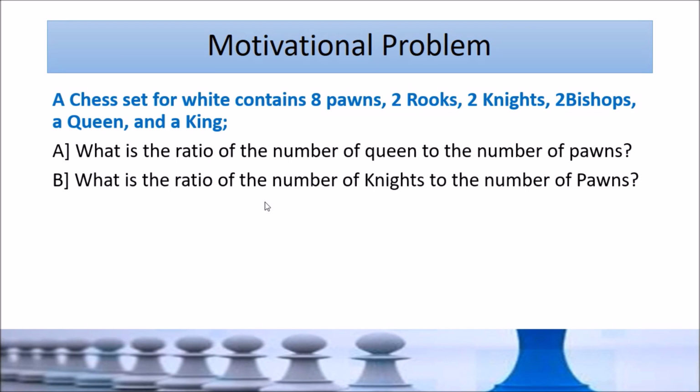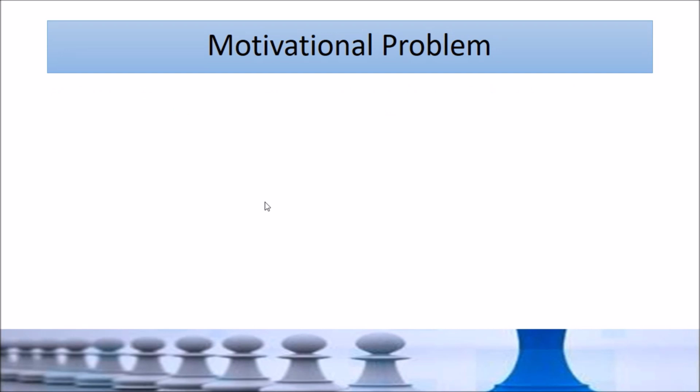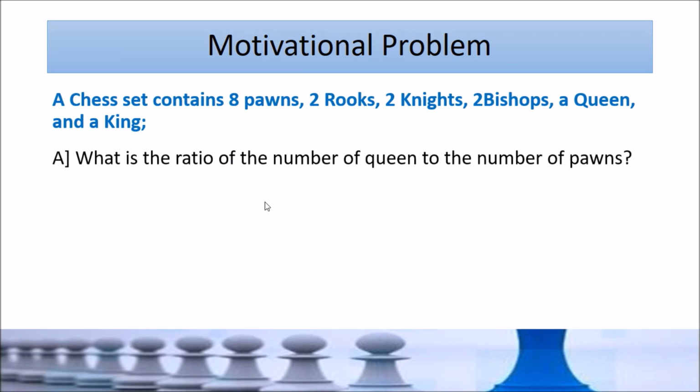You can pause the video for you to answer the problem. If you answered 1:8, then you are correct, because 1 stands for the number of queen and 8 stands for the number of pawns. Now let's proceed to letter B.